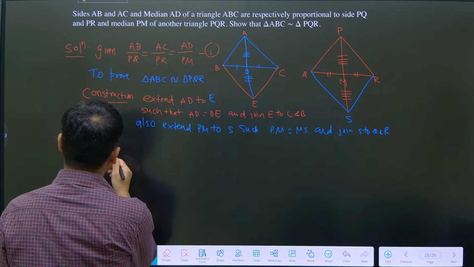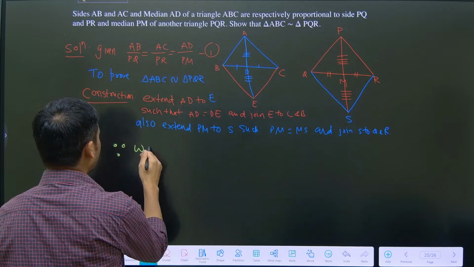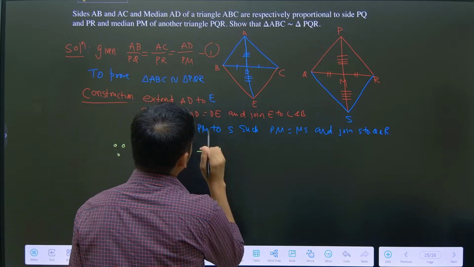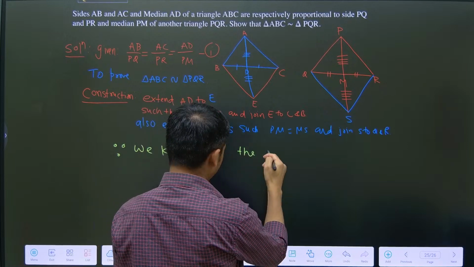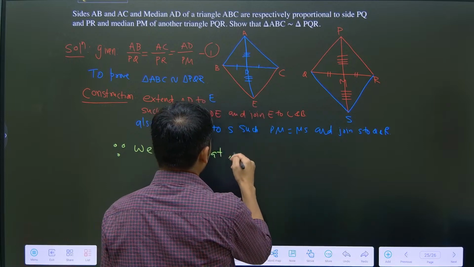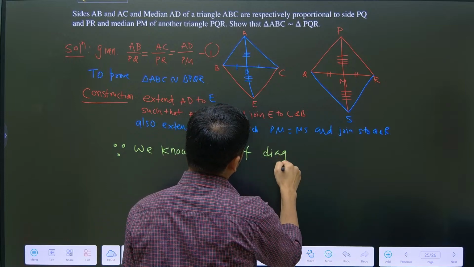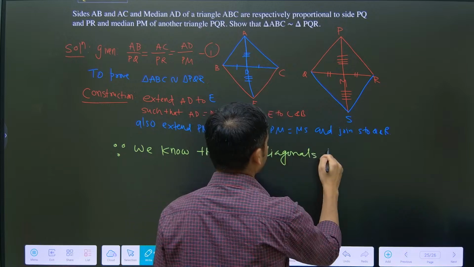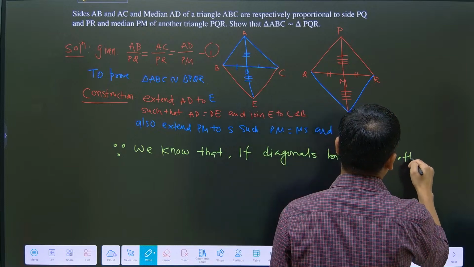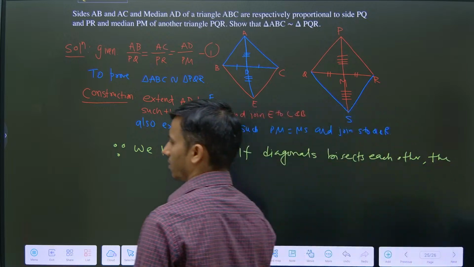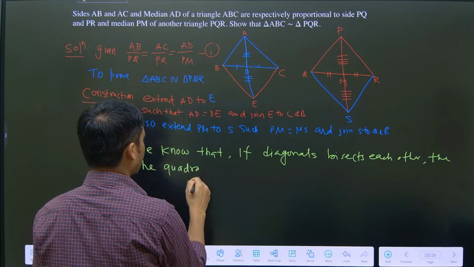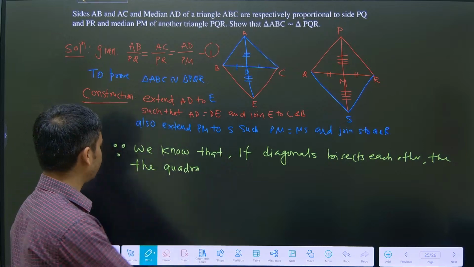So we'll say, since we know that in a quadrilateral, if diagonals bisect each other, then the quadrilateral is a parallelogram. आराम से लिखो बच्चों ना, डोंट बी इन हरी ना. दिस इज द लास्ट क्वेश्चन एक्चुअली ऑफ द सेशन, सो डोंट वरी.